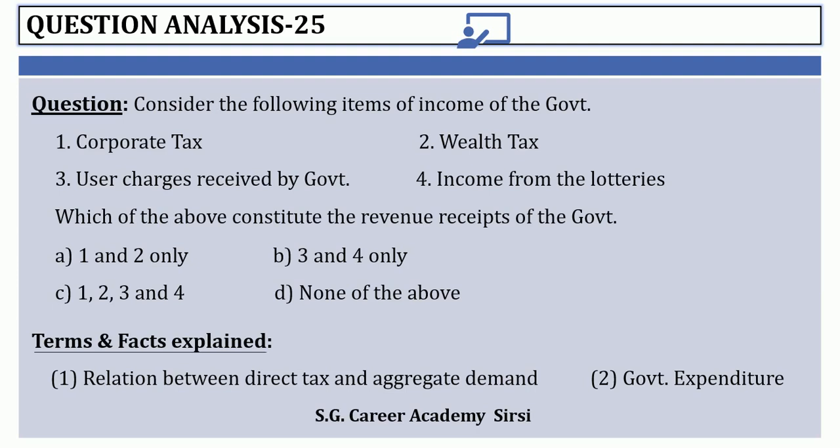Usually the government collects the revenue from the public in the form of direct and indirect tax. Tax wise it is direct tax and indirect tax. Best example for indirect tax is GST, whereas for the direct tax it is corporate tax and wealth tax. Apart from tax revenue, government also receives non-tax revenue in the form of user charges received by the government and also income from the lotteries. These are the two items one can say are the non-tax revenue aspects.